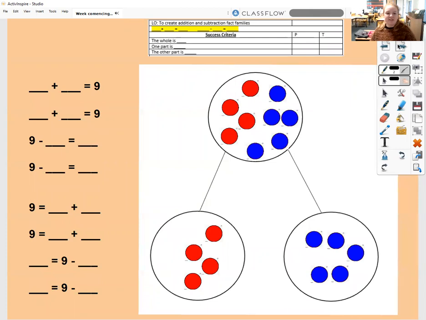So our next one, this is saying that our whole is 9. Let's just double check that's correct. 1, 2, 3, 4, 5, 6, 7, 8, 9. So we know that our whole is 9.